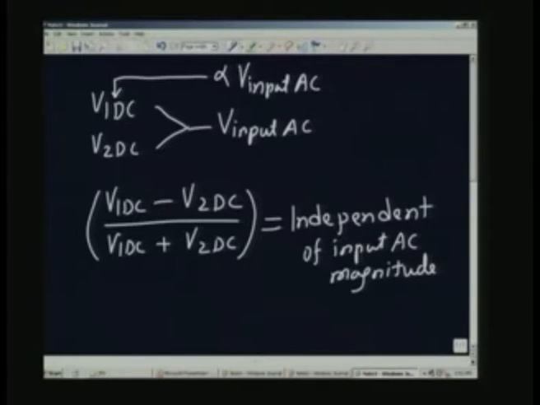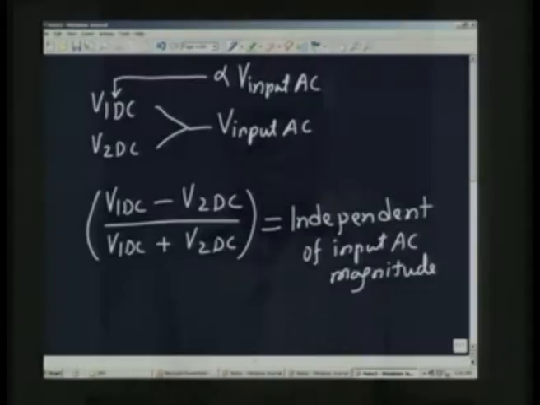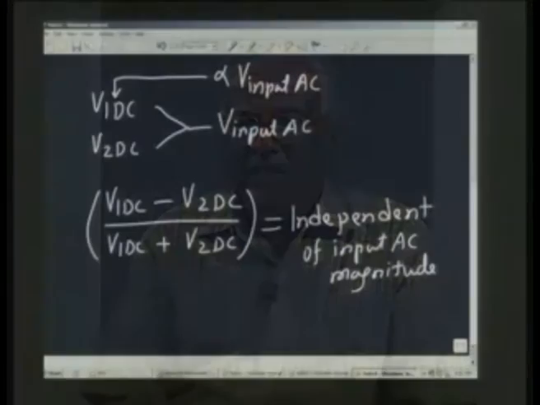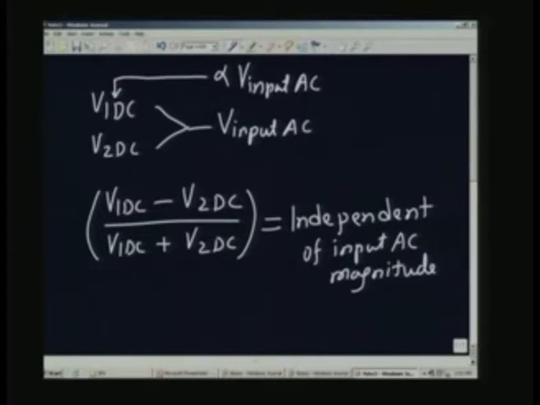This ratio, the difference between the voltages V1 and V2 on the DC side, divided by the sum of these two, or the average, is independent of the input AC magnitude. That means, even if the input AC signal changes slightly either on the higher side or the lower side, it is not going to make any difference. Therefore, normally what is done in the circuitry is to measure this. This is what is indicated. This is what is measured.